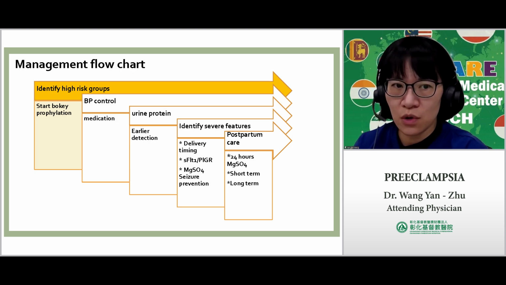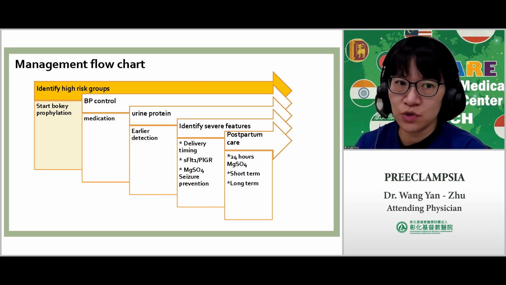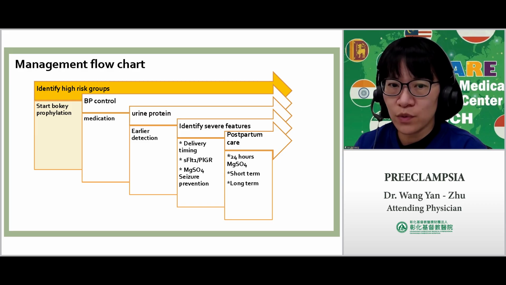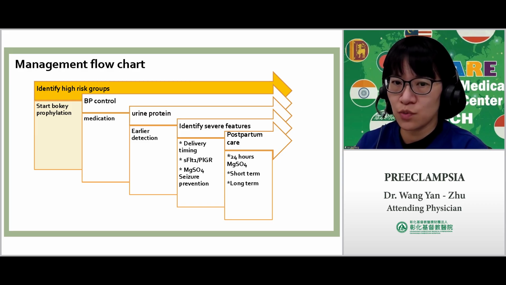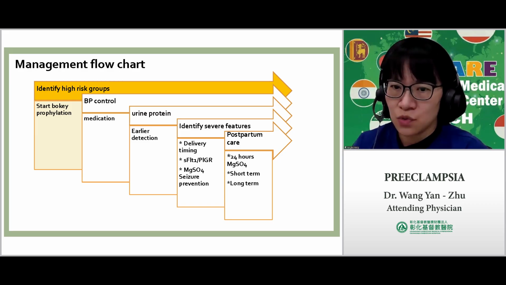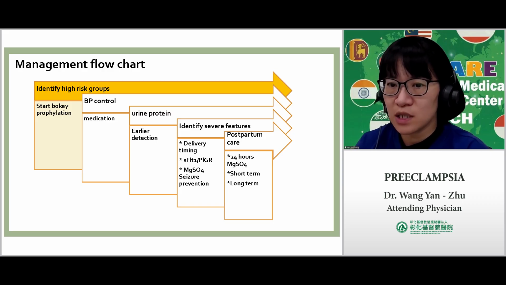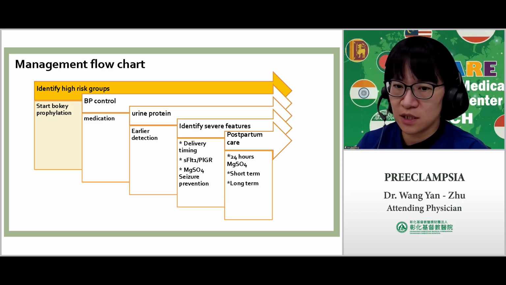So today, first, we have to identify which groups are the high risk groups. We have to offer those high risk groups the aspirin for prevention. It's the most important thing today. And then we will do the blood pressure control. And also we have to know when we can do earlier detection, with urine protein. And how do we identify the severe features we told you about before? If we identify the severe features, then we have to decide the delivery timing.